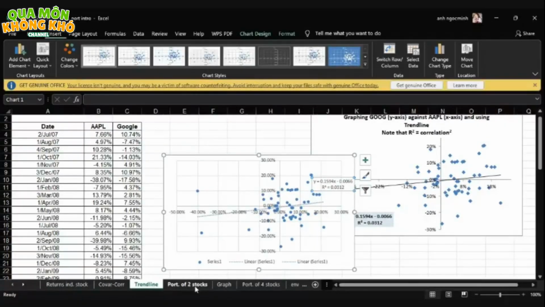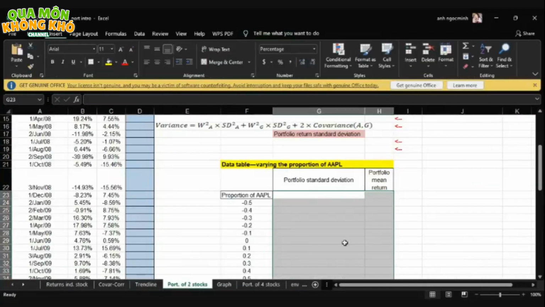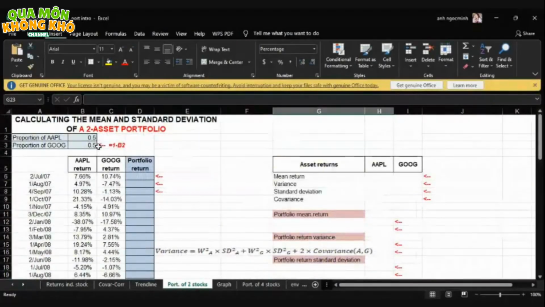So that's about individual stocks. And next, I will present to you the portfolio of two stocks. With the proportion of Apple at 50%, equal to 0.5, the proportion of Google is equal to 1 minus the proportion of Apple, which is 1 minus 0.5, equal to 0.5.